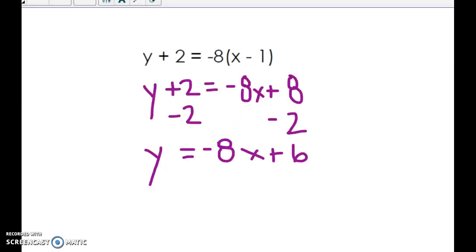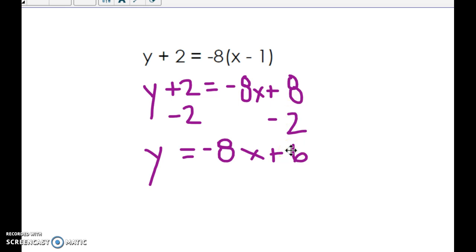Okay, and so this is what you should have as your slope-intercept form equation. All the steps are there, and we have a -8 times x, -8x, and a -8 times a -1 is going to be +8. When you subtract 2, it's going to be +6.